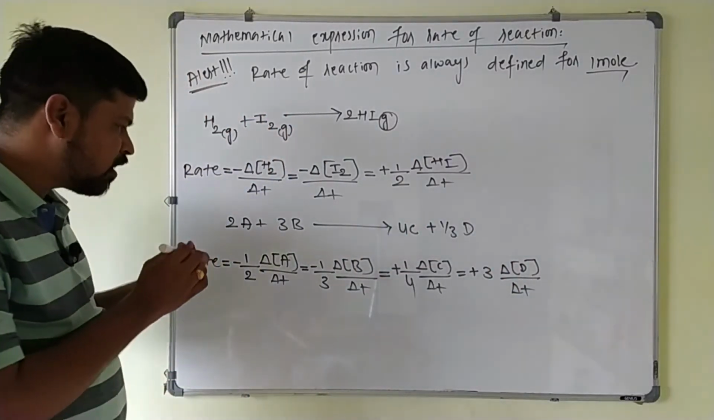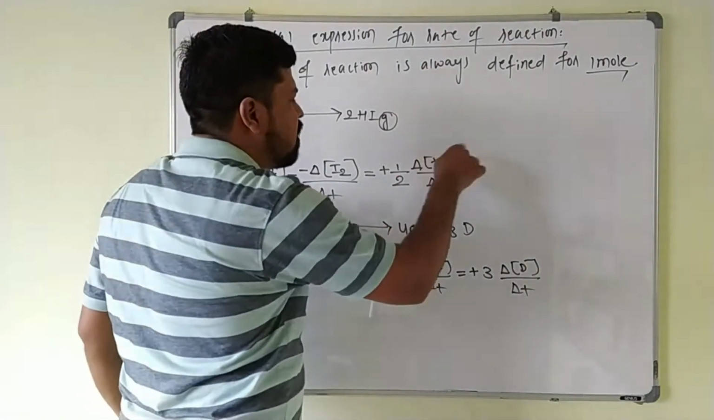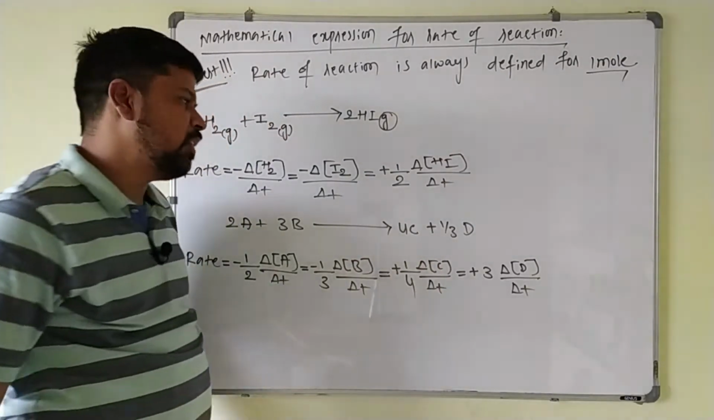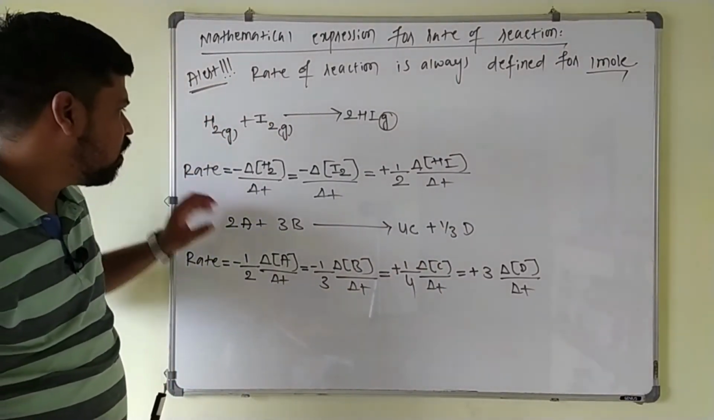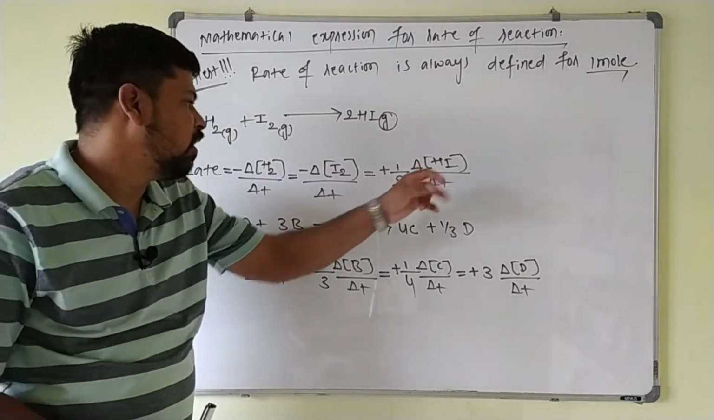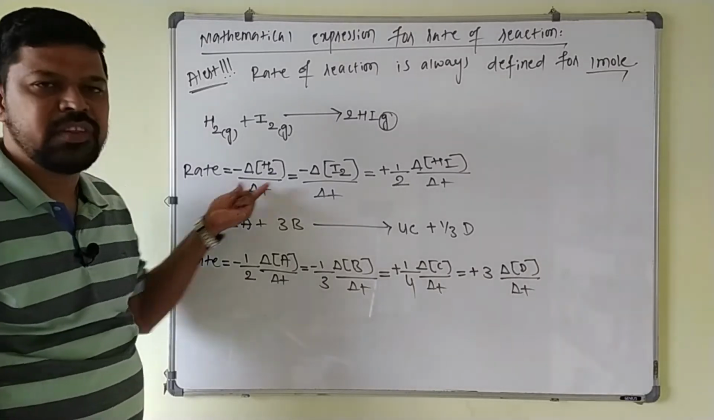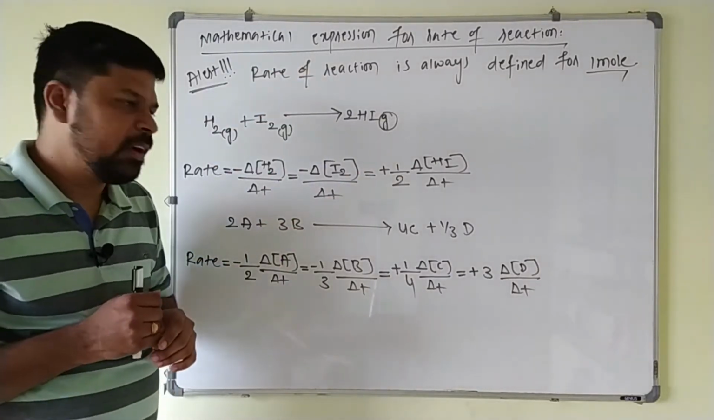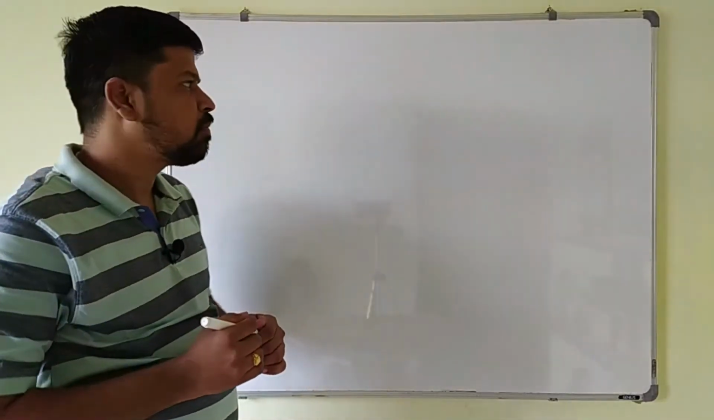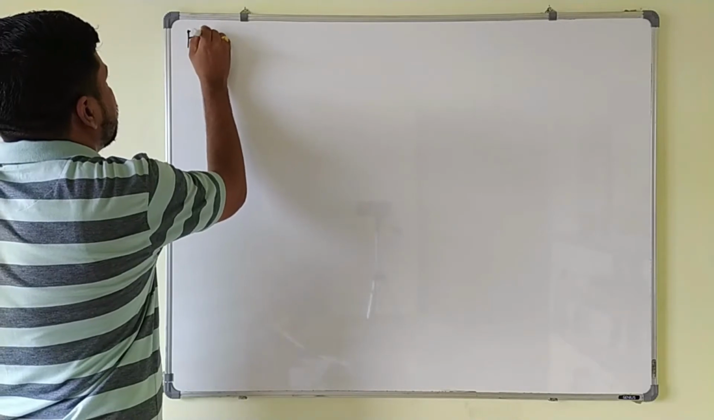Now in the problem, they will give the change in the concentration of HI and the time taken, and they will ask for the rate of the reaction with respect to what? H2. All are equal, so you equate these two so that you can calculate the rate of the reaction with respect to this one here. So this is the mathematical expression for the rate of the reaction. The next point is factors affecting rate of the reaction.